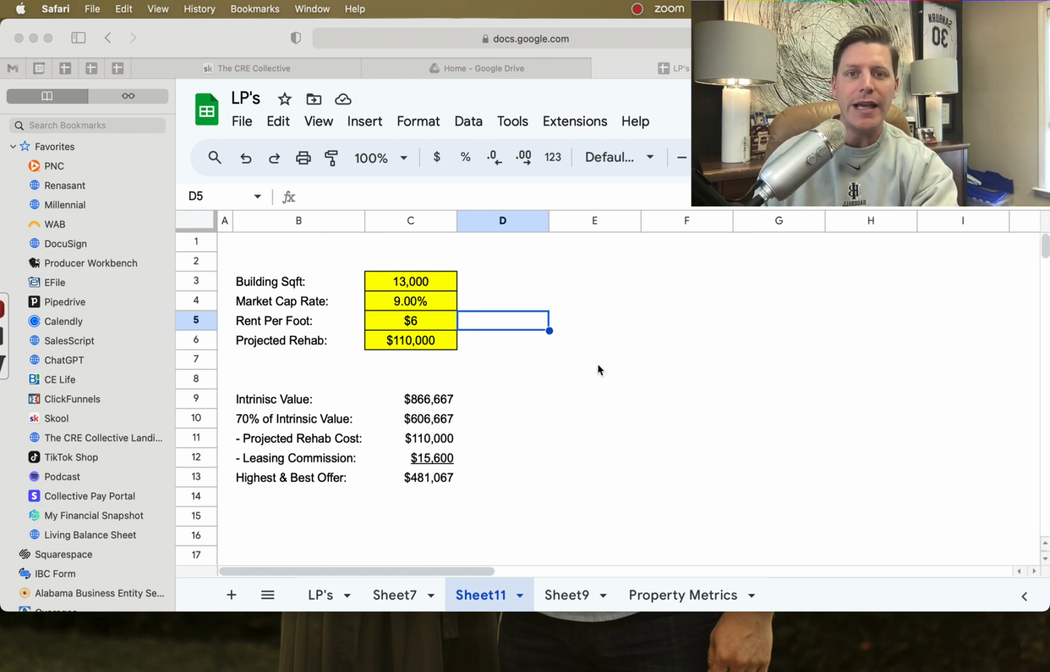So I made this little calculator here. It's nothing crazy, but I kind of came up with this little rule. I like to call it the 70% rule. And this is how I come up with it and the reason why.